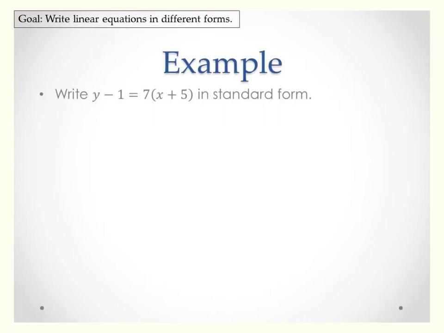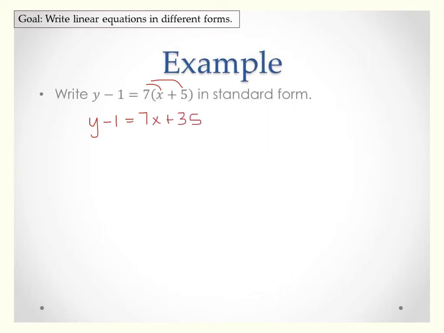Okay, so this one is in point slope form. You can tell because it says y minus y1 equals m times x minus x1. But I want to write it in standard form. So the first thing you have to do here is actually distribute that 7.